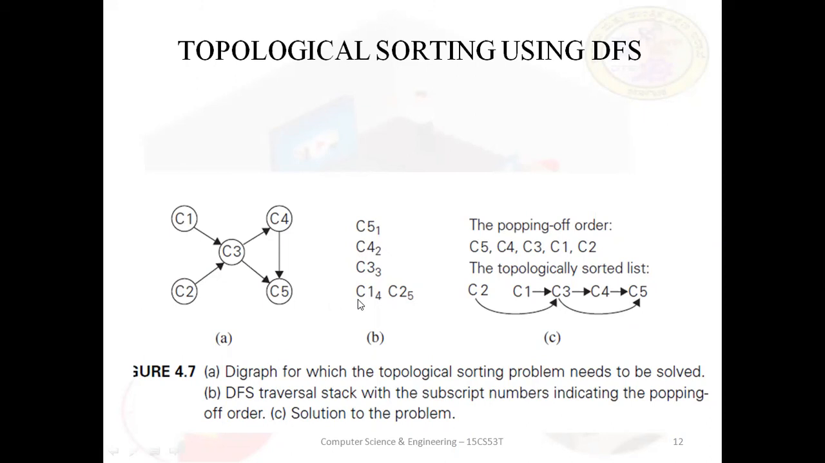Then, as we enter C1, C1 has an outgoing edge to C3. Then C3 is pushed into the stack. As we have entered C3, the C3 vertex is visited, so we mark it as visited, and then there are two outgoing edges from C3. That is, we can either go to C4 or C5. So we can go to C4 as the ordering of C4 is lesser than C5. So we are going to visit C4.